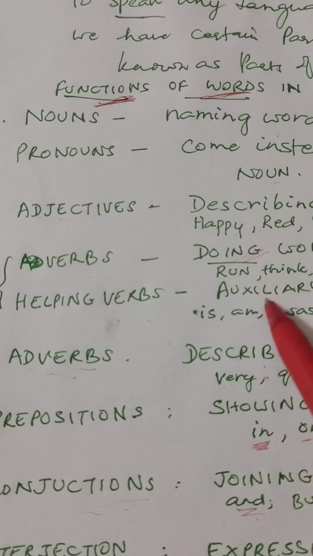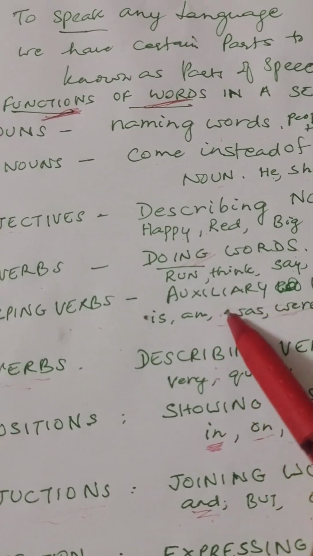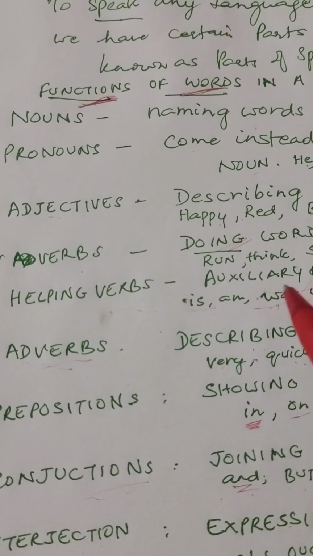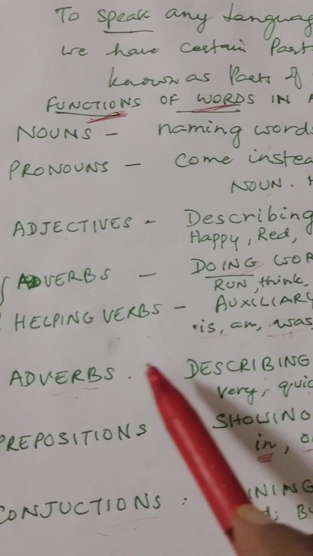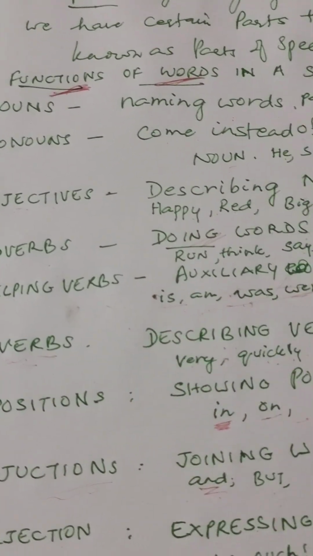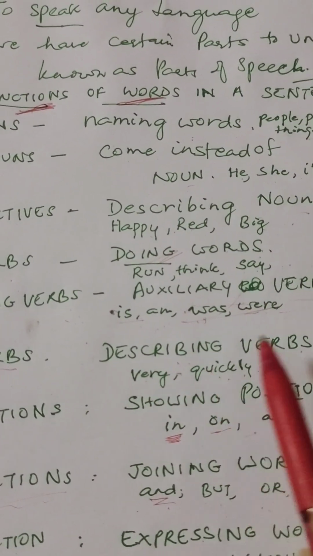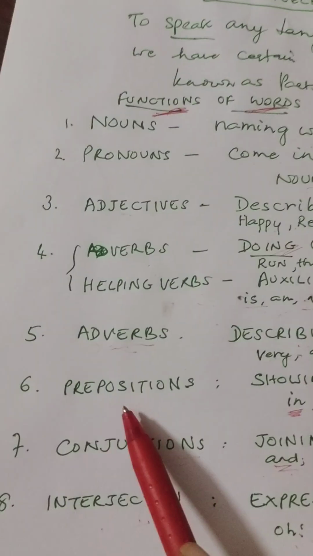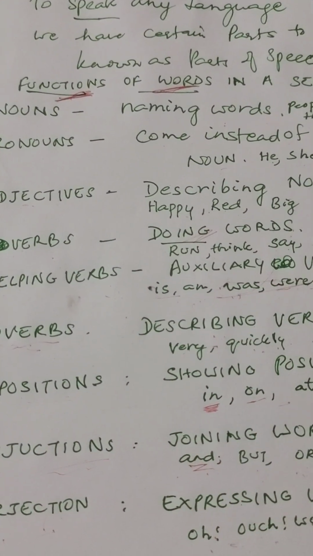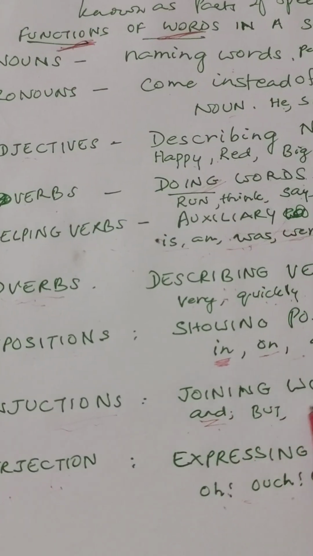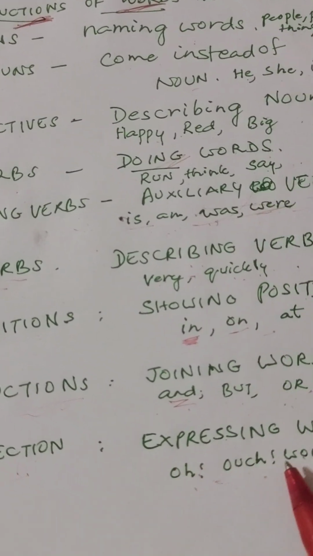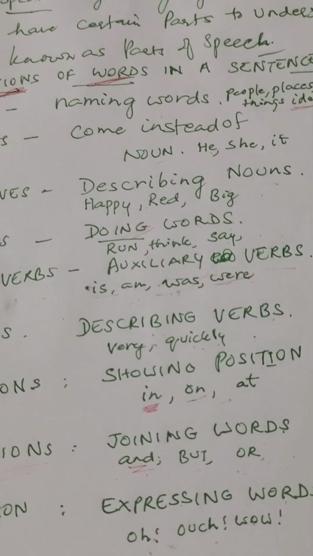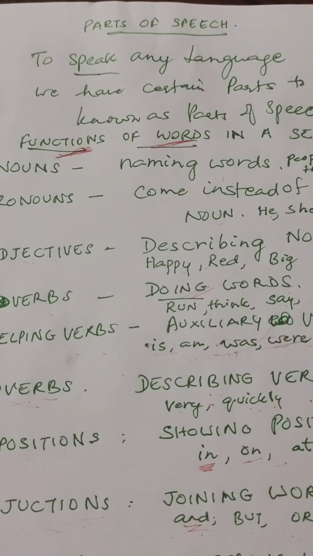Then you have helping words, of course, auxiliary verbs, that tell us how the work is, say, in the present, past, or what the subject verb agreement is. Then you have adverbs, they describe verbs, they describe the action. Prepositions show positions. Prepositions you can learn like that, showing position. Conjunctions are joining words, and interjections are words that show expressions.